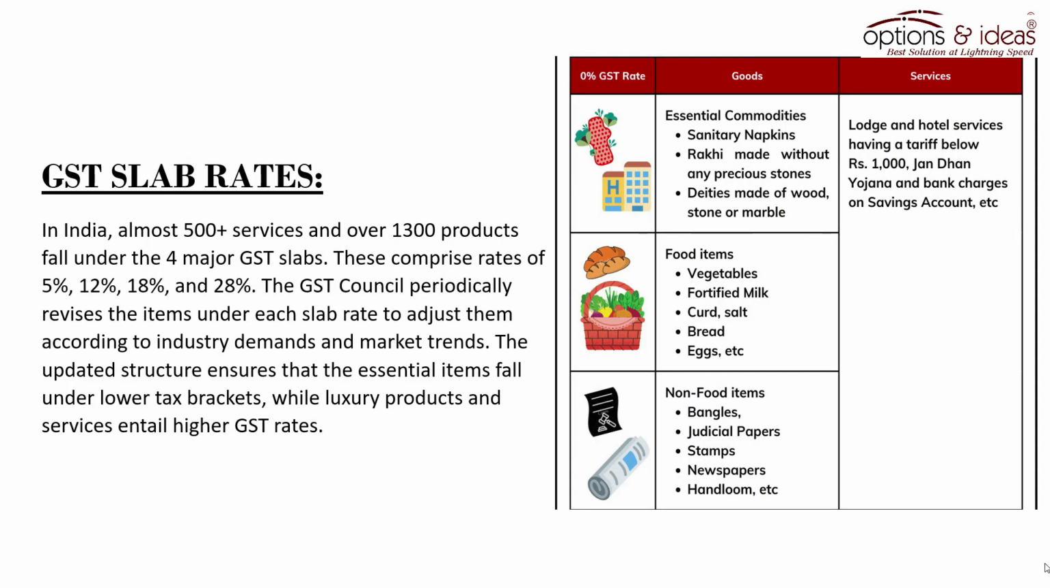Next, what are the GST slab rates? In India, almost 500 plus services and over 1300 products fall under the four major GST slabs. These comprise rates of 5%, 12%, 18%, and 28%. The GST Council periodically revises the items under each slab rate to adjust them according to industry demands and market trends. The updated structure ensures that the essential items fall under lower tax brackets, while luxury products and services entail higher GST rates. And here are some examples of goods and services which belong to the different slab rates. Pause the video and watch.